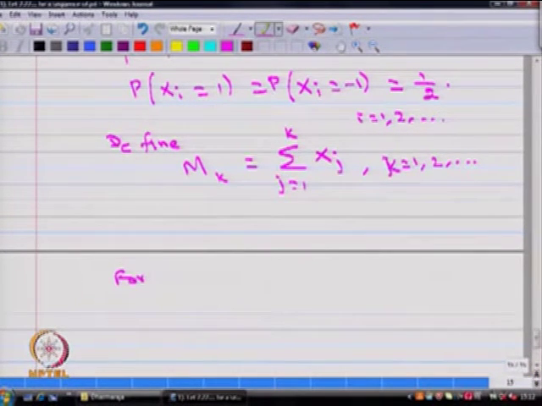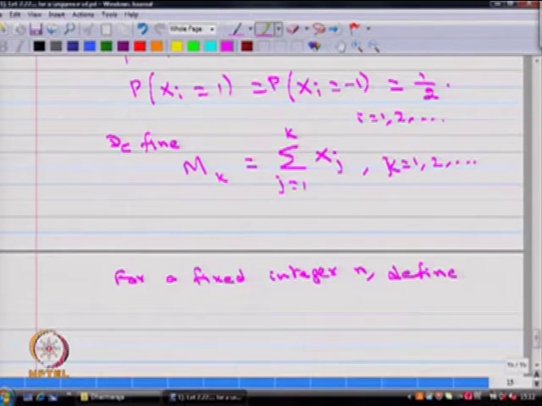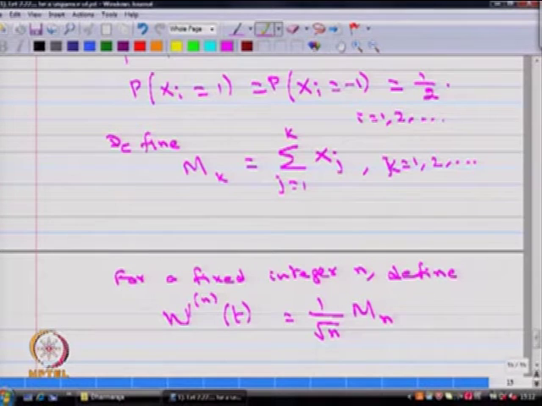For a fixed integer n, we define another sequence of random variables that is denoted by Wn of t, that is nothing but 1 divided by square root of n times Mnt.